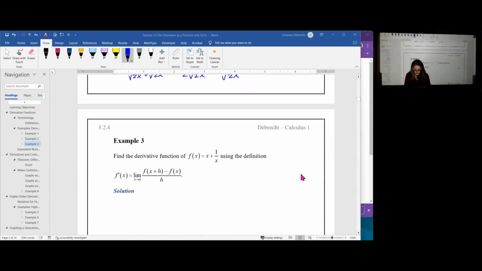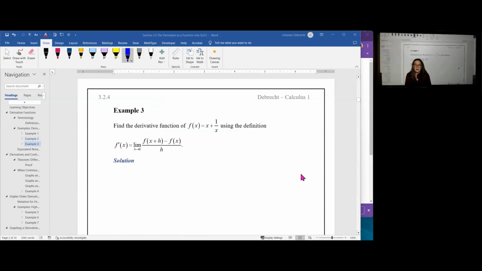Let's move on to example 3. Example 3 is more complicated in that we have 2 terms and we have a fraction. When you're dealing with something like this, it usually is best, because you're going to have to use the difference quotient, which is itself a fraction, to go ahead and combine your terms into one single fraction.